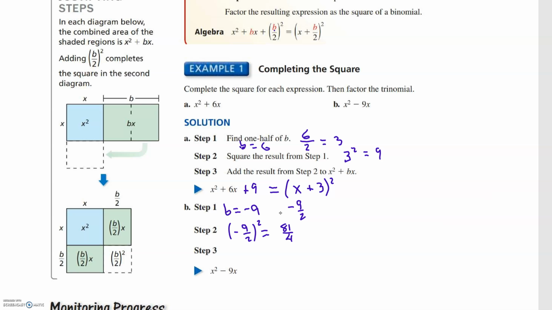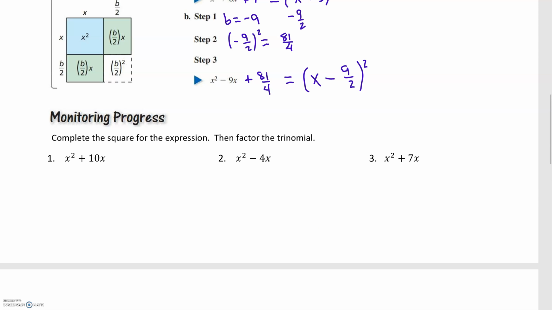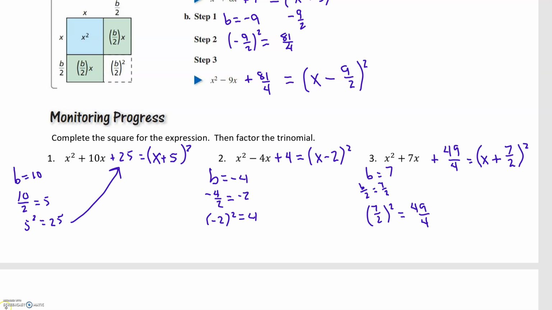Okay, so now, step 3, we're going to add 81 over 4 to our x squared minus 9x, and that will make this a perfect square binomial. Now, don't panic about the fraction. It's always going to be x and then half of b. Half of b is negative 9/2. And then the square. So we've written the quadratic as a binomial squared. That's the idea. Okay, you're going to get some practice with the monitoring progress. I'm going to ask you to pause the video, work on them. When you come back, check your answers. Okay, let's see how you did.